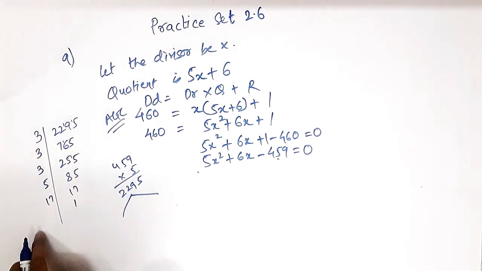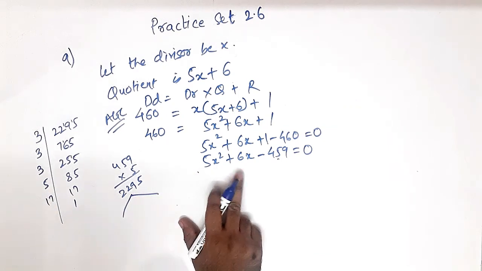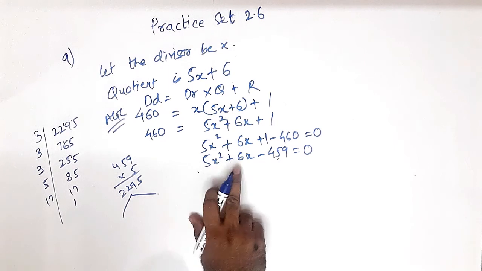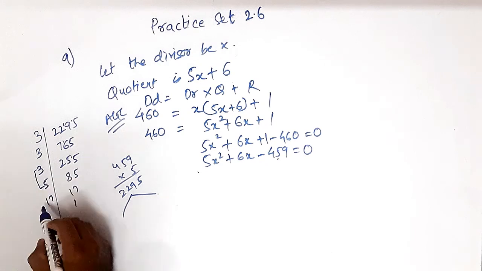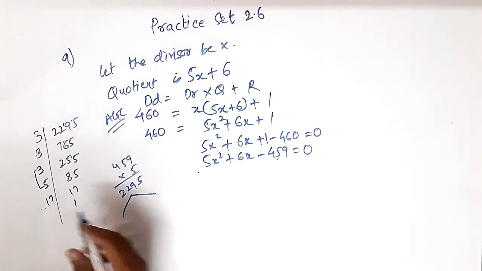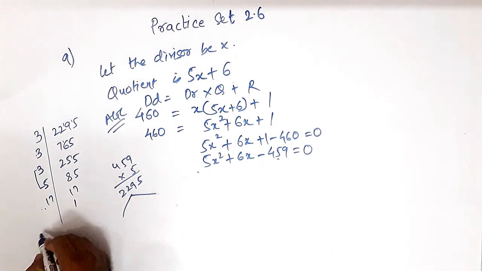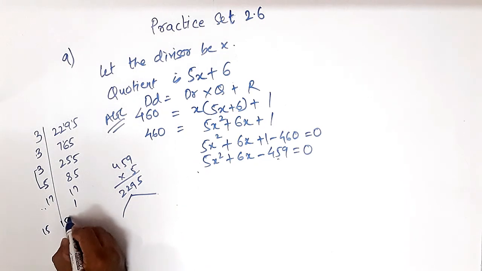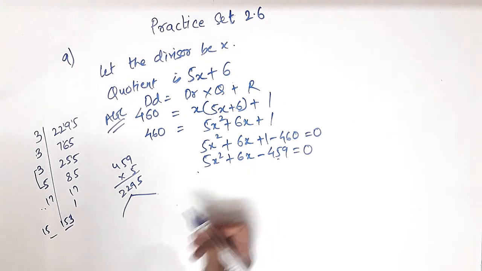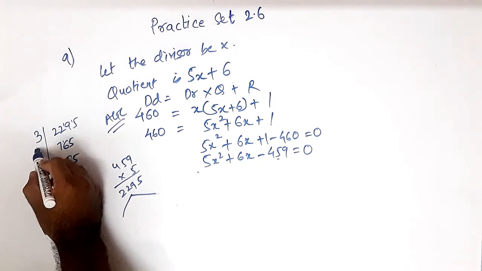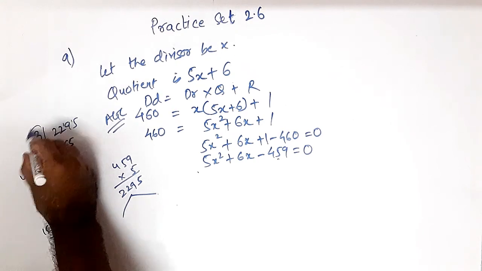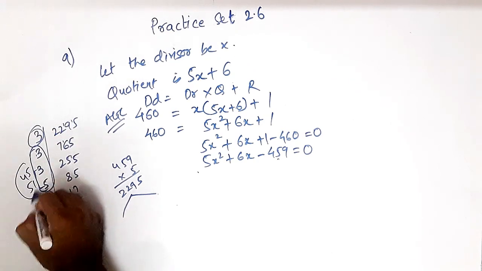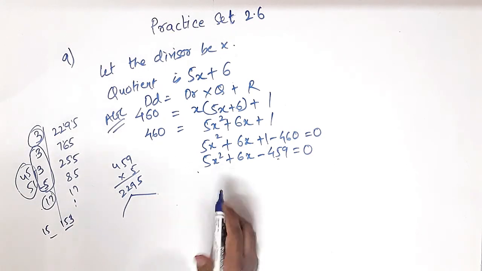So arrange in such a manner that I get the product as 2295 and the sum as 6. First I'll take 5 3s are 15, and 17 3s are 51, giving 15 and 153. Not possible, we are not getting 6. So 5 3s are 15, 3 15s are 45, and 17 3s are 51. Yes, we are getting 51 and 45, which comes to 6.